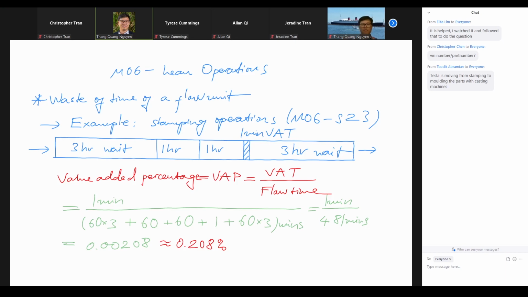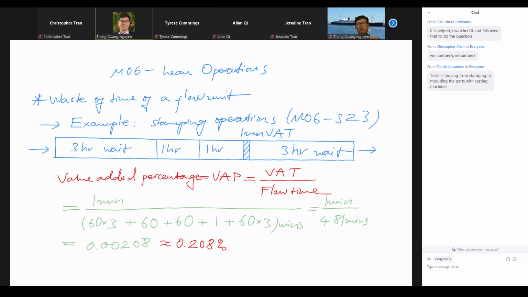This is about the car manufacturing context, right? But it can be applied to services too. As long as you think hard about it, you might find a good way to increase the value added percentage, right? Like Ford did in the last century. Okay, now we are just using that invention. All right, so that's the waste of time of a flow unit.